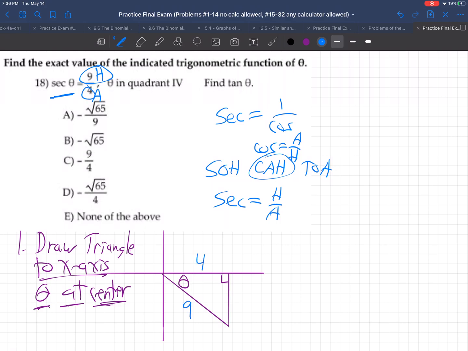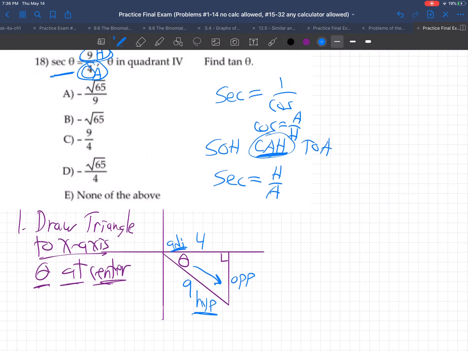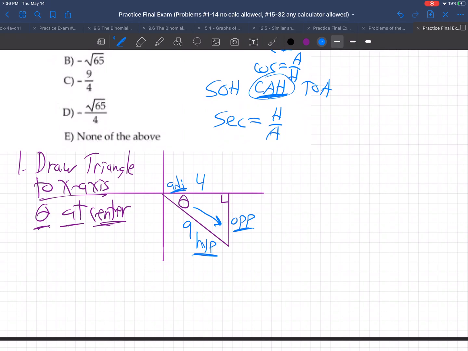Which one's the adjacent? This is the adjacent. This is the hypotenuse. The opposite side from theta is there, right? That's the opposite. The adjacent is right next to theta, and this is the hypotenuse. So cosine is adjacent over hypotenuse, and secant is hypotenuse over adjacent. So hypotenuse is 9, adjacent is 4. Now we got our triangle set up, but we don't have the opposite side here.